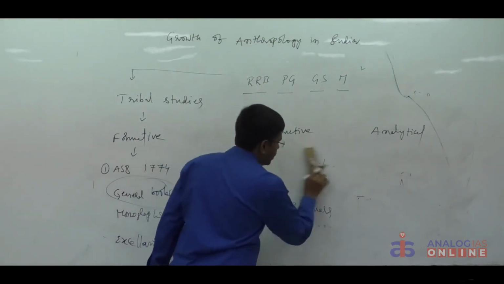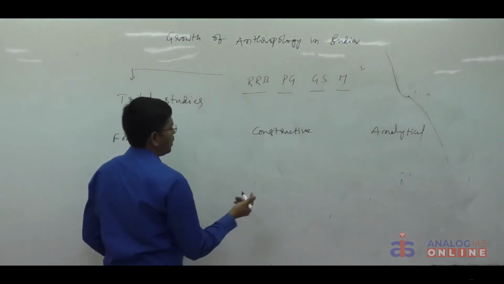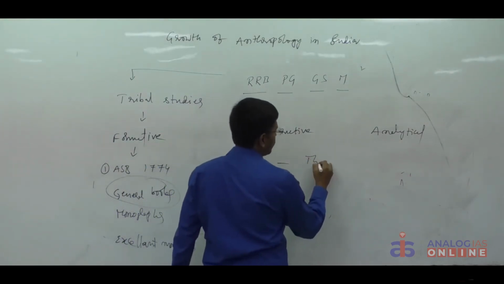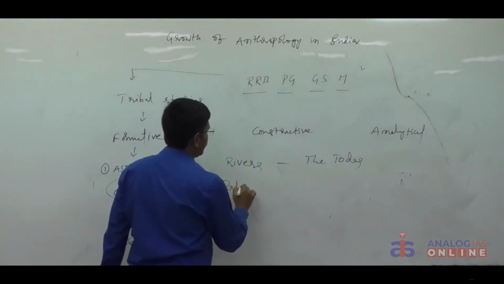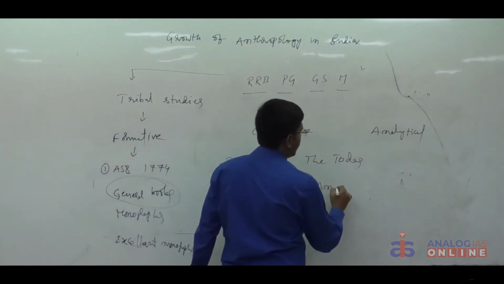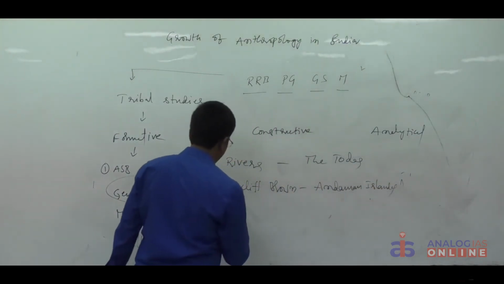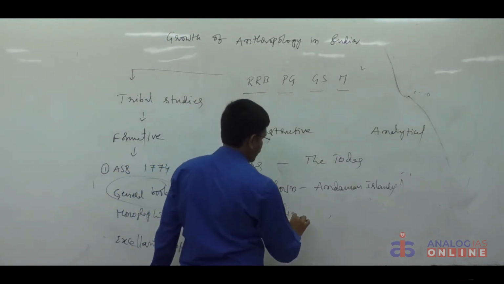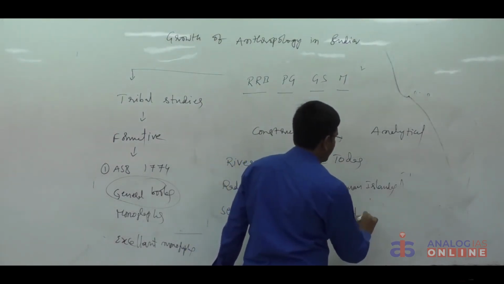Then excellent monographs. Three monographs were recognized as the model monographs by many anthropologists. They are W.H.R. Rivers. He studied a tribe by name Thodas, the Thodas. Then Radcliffe-Brown. He studied Andaman Islanders. Then Seligman. He studied Veddas of Sri Lanka.